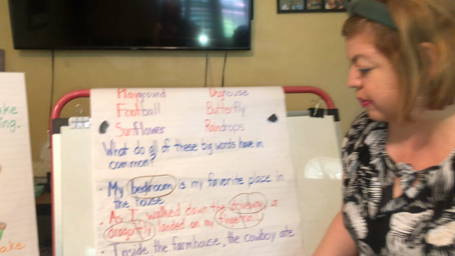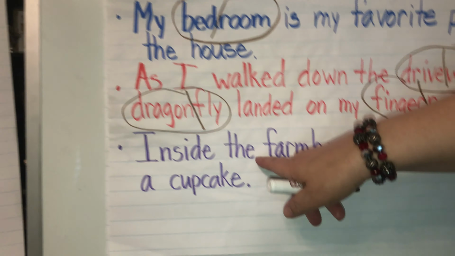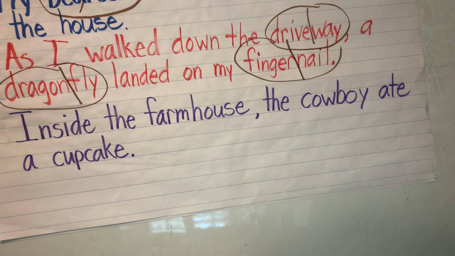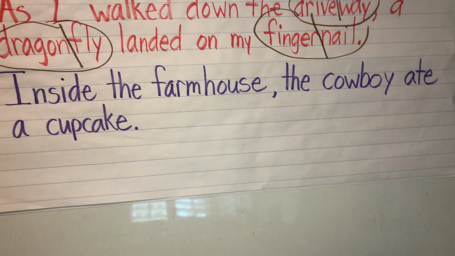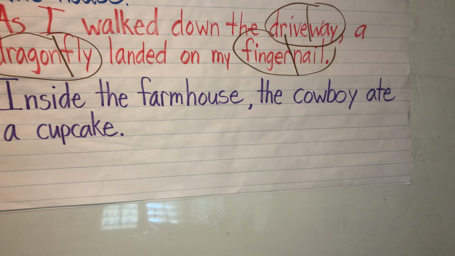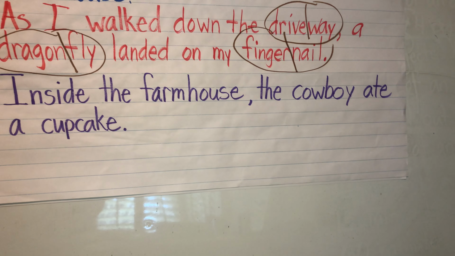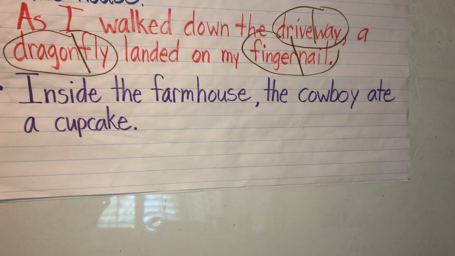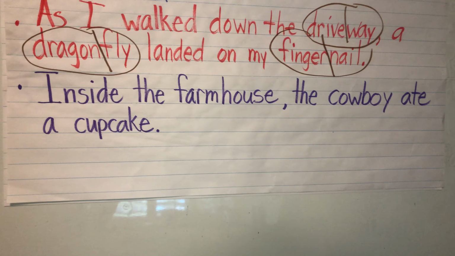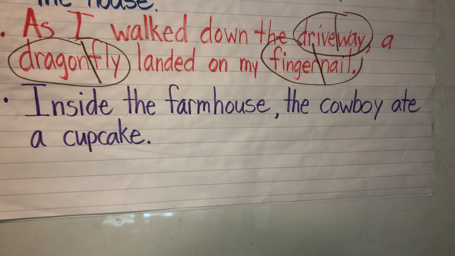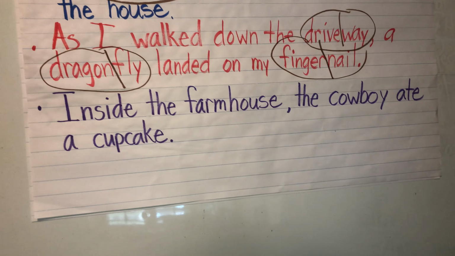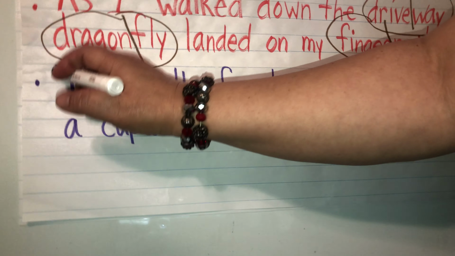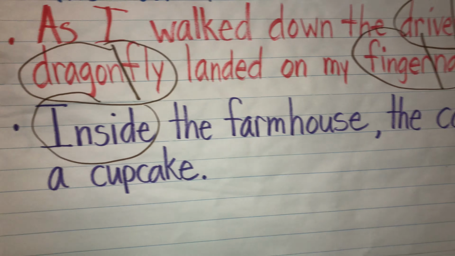Let's look at one more. Inside the farmhouse, the cowboy ate a cupcake. So if I look at that sentence carefully, I see 1, 2, 3, 4. I see four compound words. Do you see them, boys and girls? Okay, let's circle them. The first one I saw was inside.